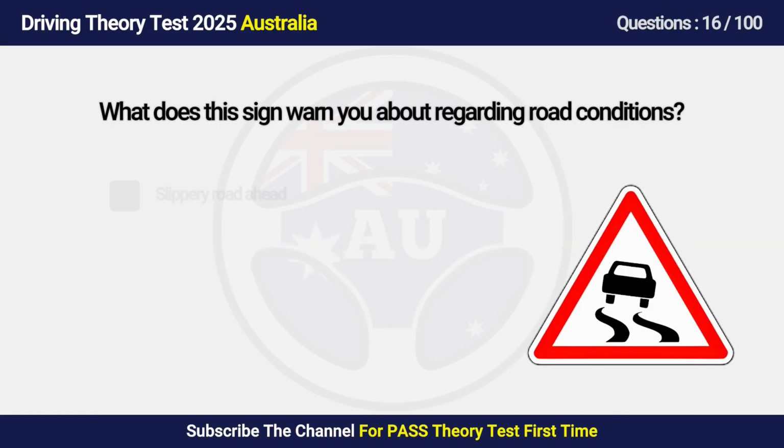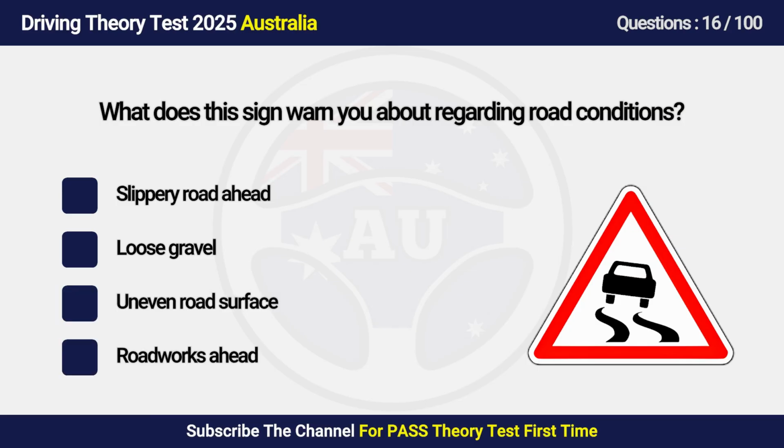Question 16. What does this sign warn you about regarding road conditions? A. Slippery road ahead. B. Loose gravel. C. Uneven road surface. D. Ahead.